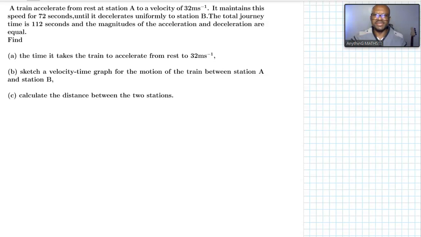My advice for you now is to pause the video and try to work out this question, and after that you look at the solution.